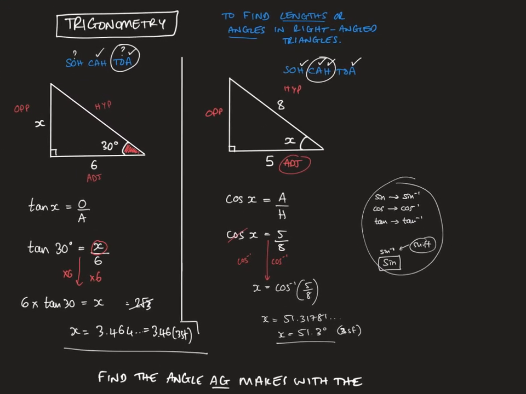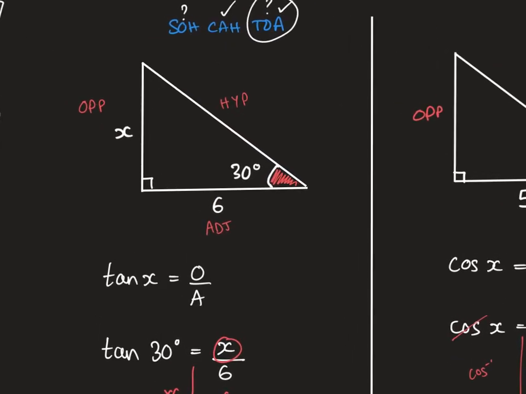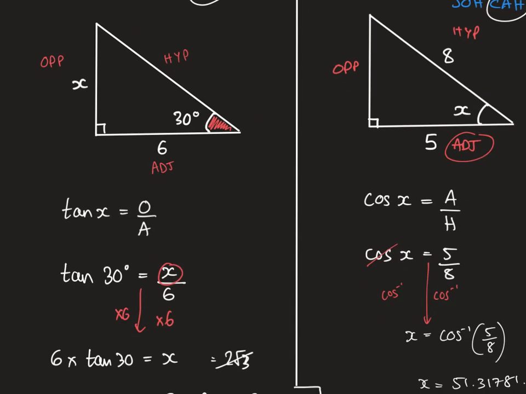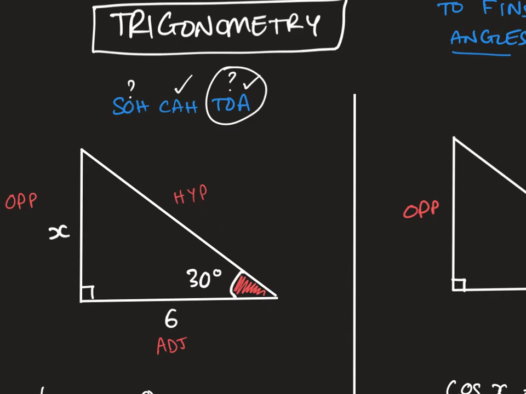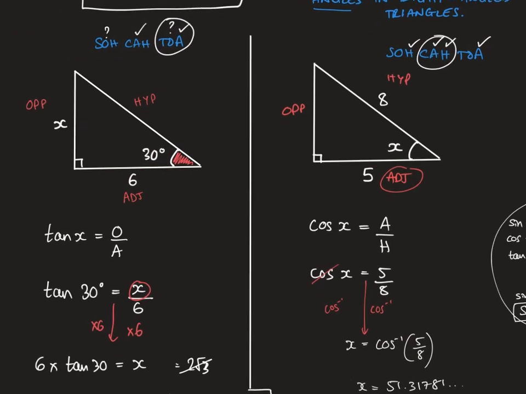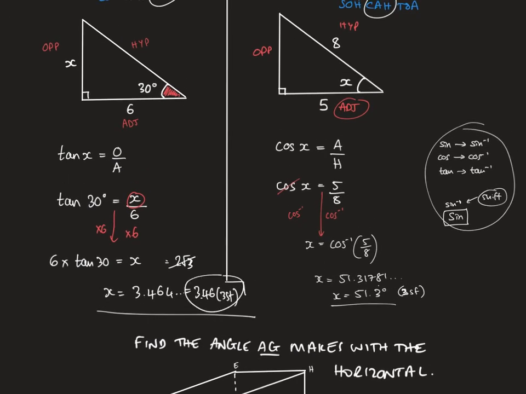So again, recap. What we have here is you label your triangle, and then you write SOHCAHTOA. You tick or question mark the sides that you want to know. You fill them into the relevant equation, depending on whether, in this case, we're using TOA, so we're using tan. In this one, we're using cos. And we fill them in, and then we solve both of them, and we get our relevant values.